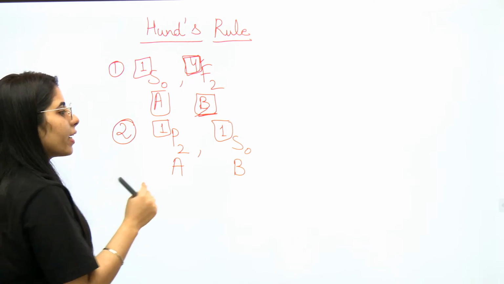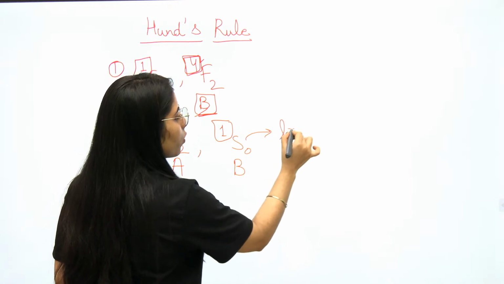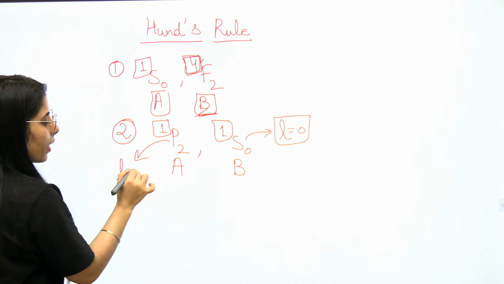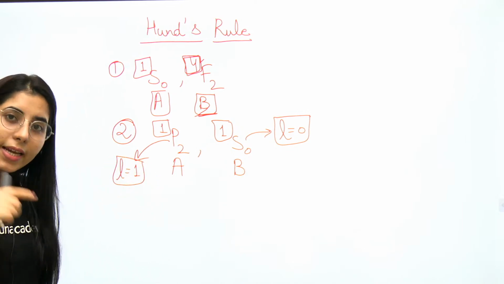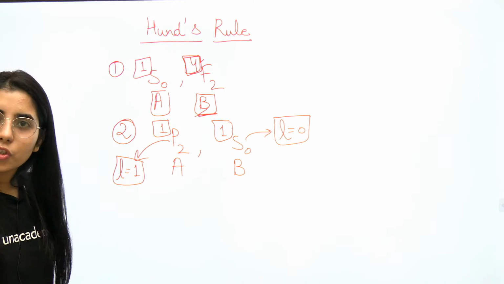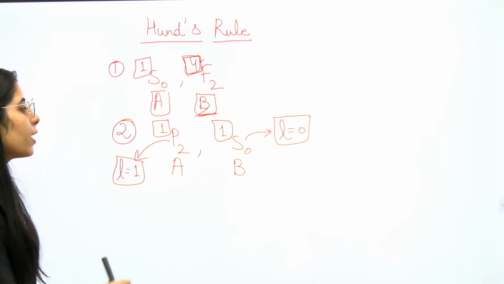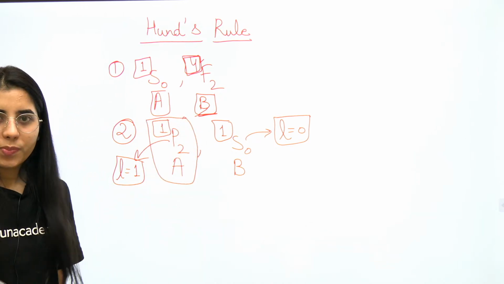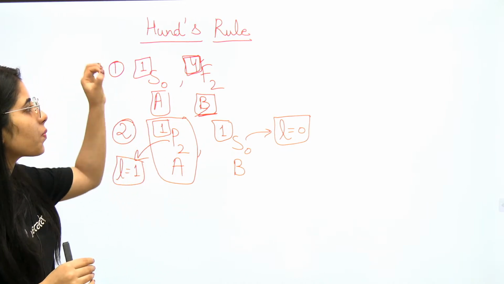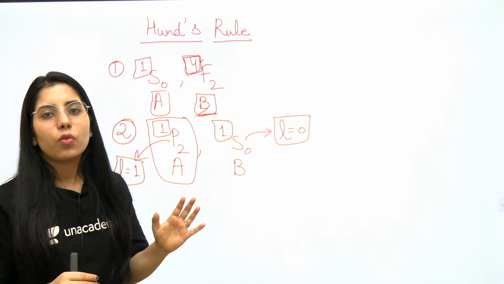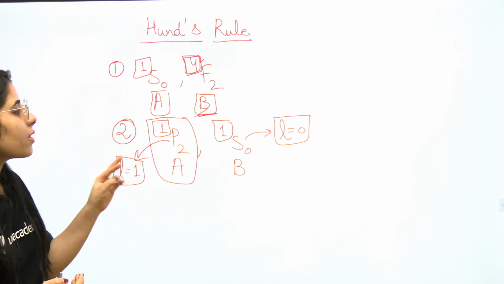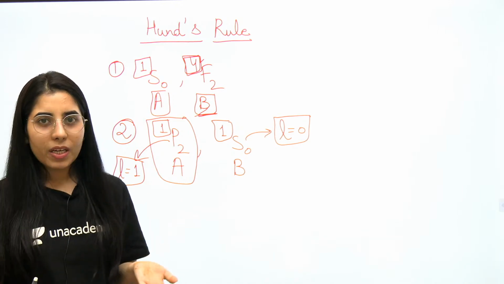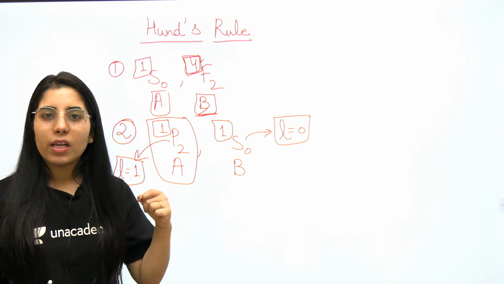What do we mean by L? When we write S, L is equal to 0. For L equal to 1, we have P. So largest L term will have the lowest energy. So which one will have the lowest energy? That's going to be A, or 1P2. The first statement was largest multiplicity, that means largest 2S plus 1 value will have the lowest energy. Second point is largest L will have the lowest energy. If the multiplicity is same, you can't compare with that. You will have to check for the L values after that.